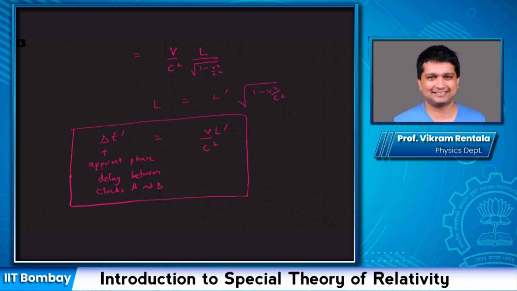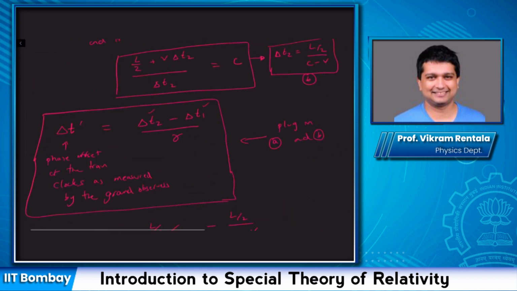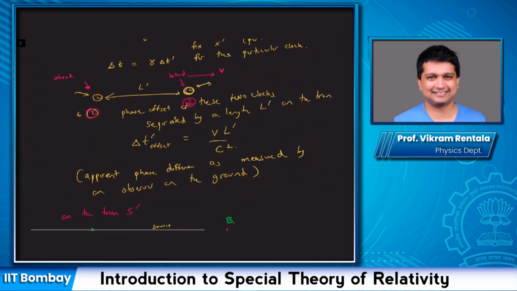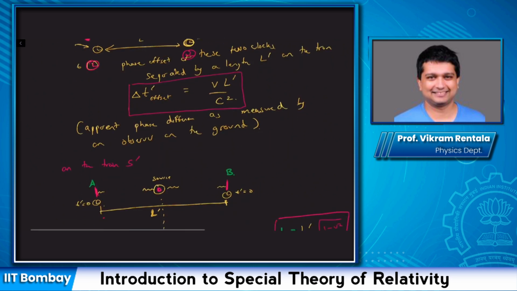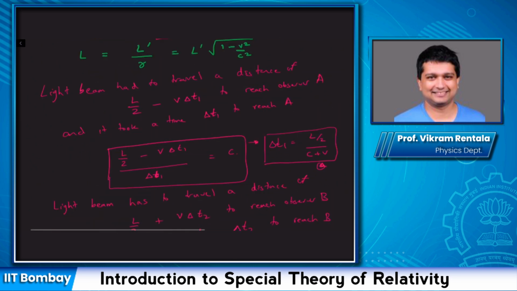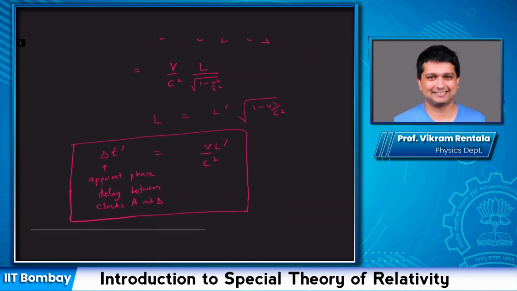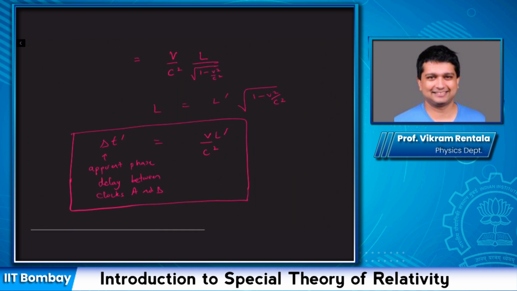And this expression is in exact agreement with what we expected from the Lorentz transformation of the offset between the clocks, or the phase delay, being v times L prime over c square. All right, so now we have an intuitive perspective of, given the constancy of the speed of light to all observers, why the clocks in the train would not appear to be synchronous, and in fact would just have a phase delay.